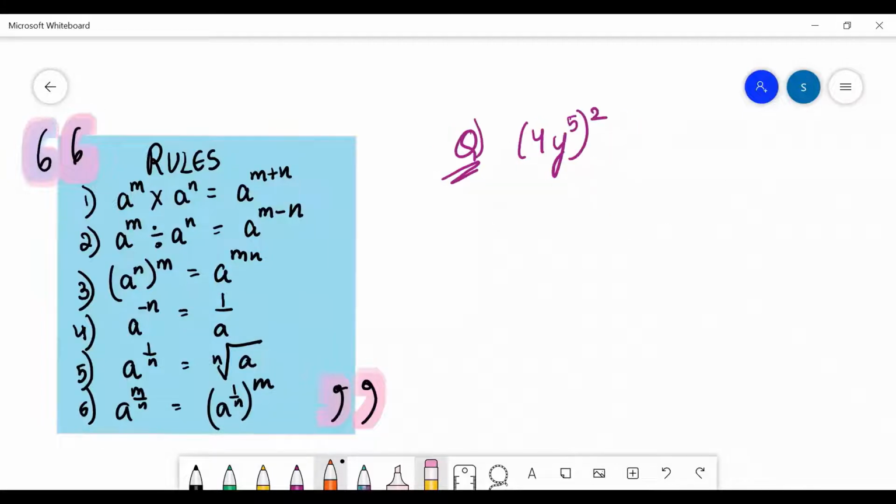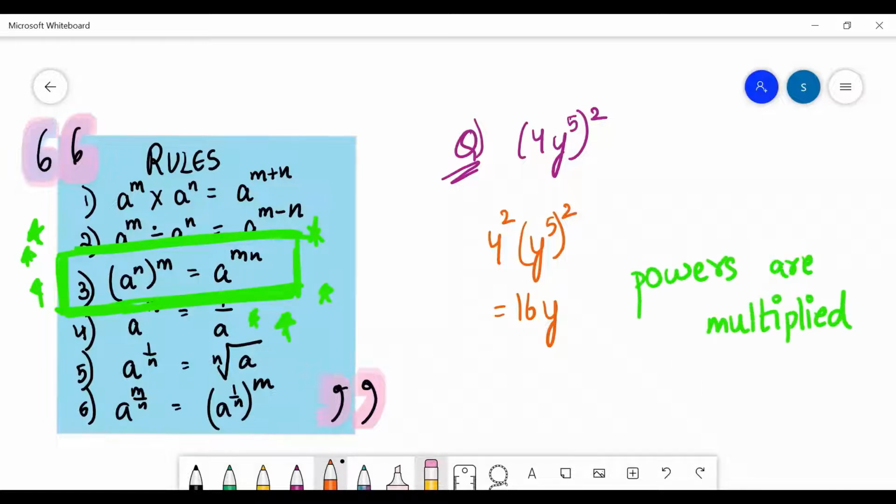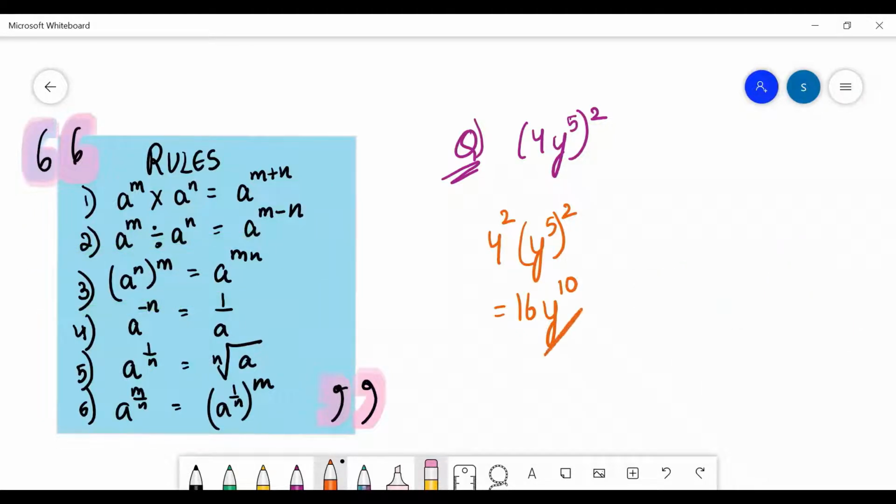This is the answer. Next we have 4y power 5 whole to the power 2. Here what you do is just open the brackets. Outside the brackets you have a square, so put that power and square everything which is inside the bracket. So 4 becomes 4 square and y power 5 becomes whole square. So you get 16 y power. Inside the bracket you have power 5 and outside it you have power 2, so you use the third rule where the powers are multiplied. So you get y power 10. This is the answer.